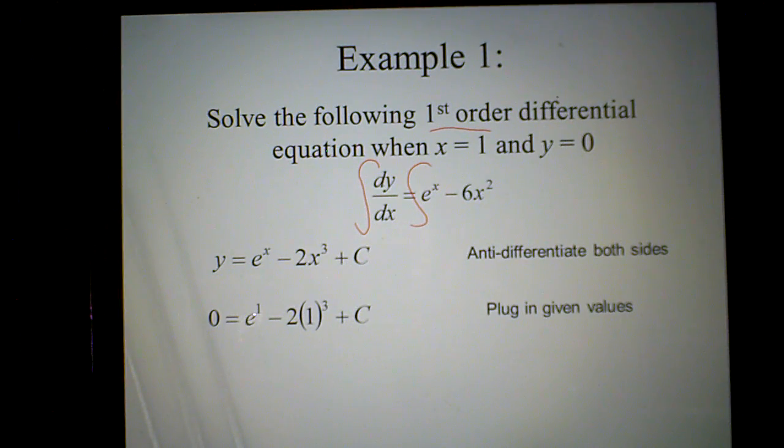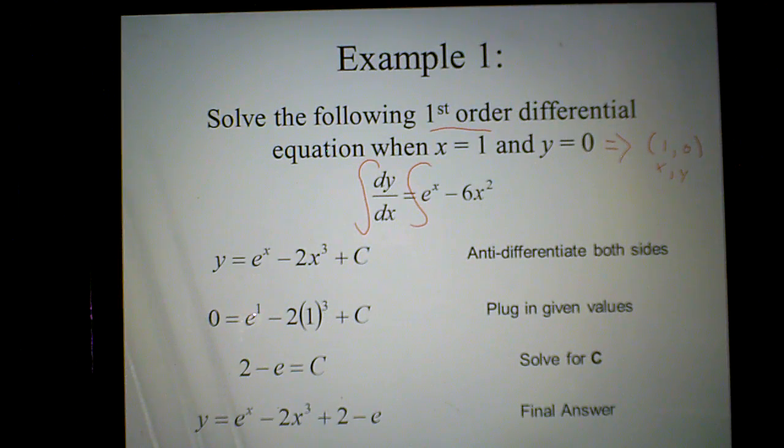Plug in the initial condition. This time they gave me the x first. Right? As soon as I get this, I say to myself the x was 1 and the y was 0. And I plug them in. I solved for c. And then I wrote my final result. Notice again that if I just take the derivative of this, well, gee, what is y prime? Y prime is e to the x minus 6x squared, which is what I started with.